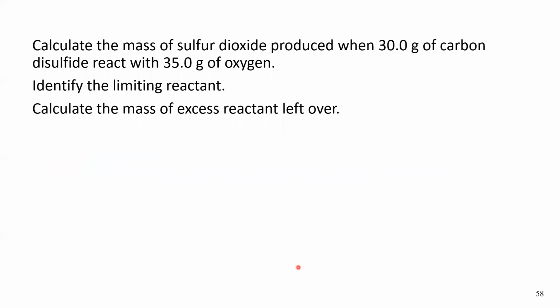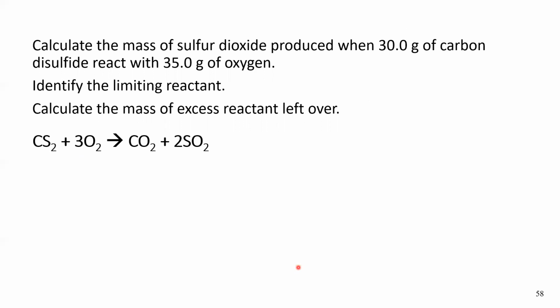All right, so let's try another one. Calculate the mass of sulfur dioxide produced when 30.0 grams of carbon disulfide reacts with 35.0 grams of oxygen. And we want to identify the limiting reactant and calculate the mass of the excess left over. Here's the balanced equation. Carbon disulfide is CS2. Oxygen is O2. Carbon dioxide is CO2. It actually doesn't even tell us in the problem that it's carbon dioxide. And sulfur dioxide is one of our products.